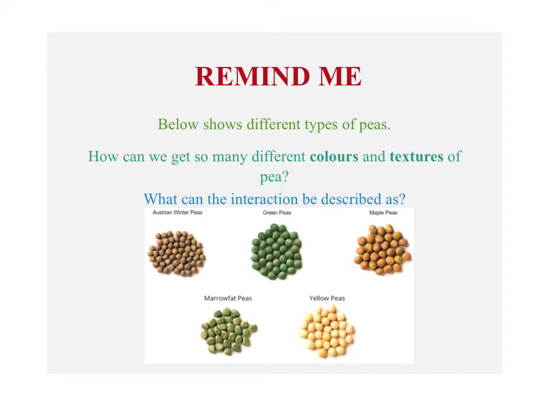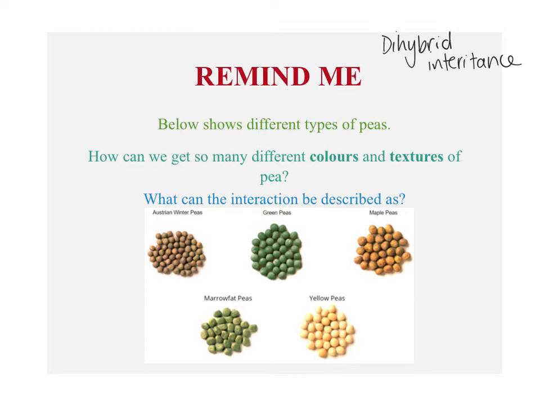Yay! Today we're going to carry on and keep going through this genetics topic, module 7. And today we are looking at dihybrid inheritance. So last lesson we looked at monohybrid inheritance, and today we're looking at what happens when more than one gene is inherited together.